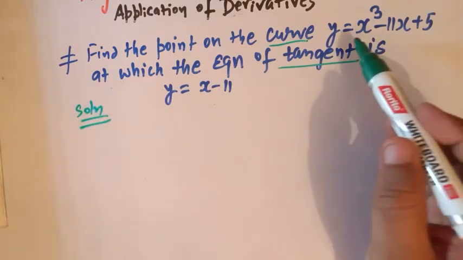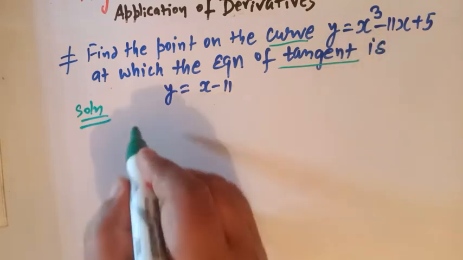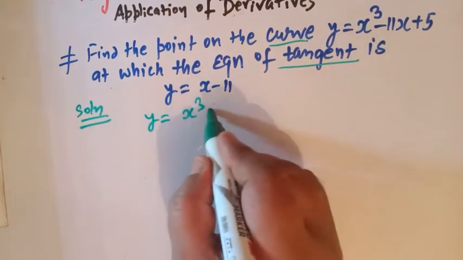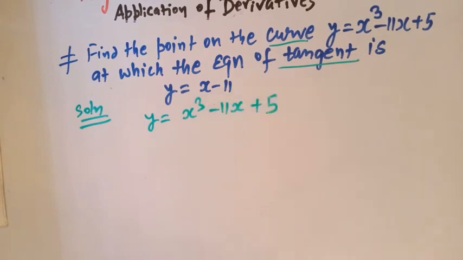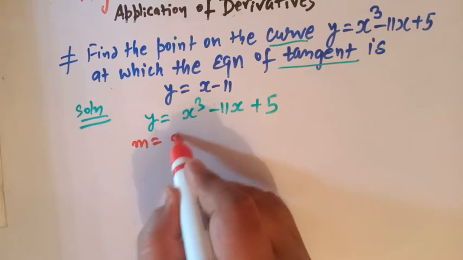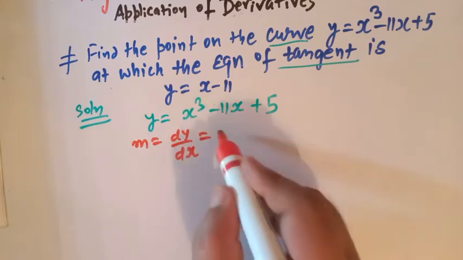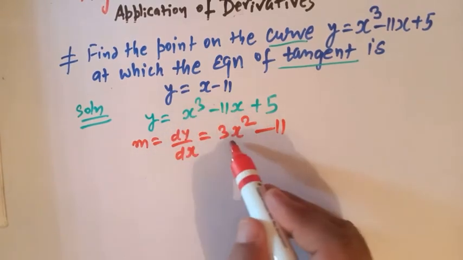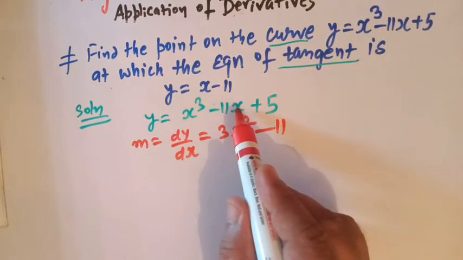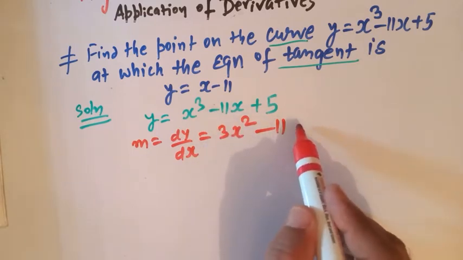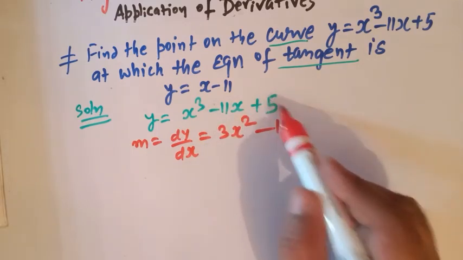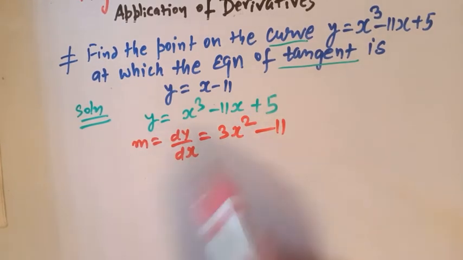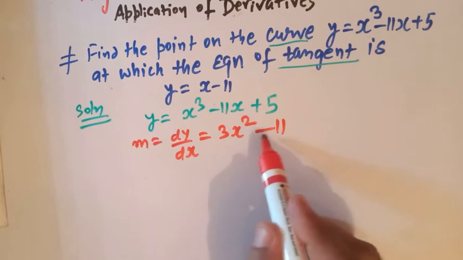We'll differentiate this function y is equal to x cube minus 11x plus 5. Now let us differentiate it. So what will we get? The slope of the tangent, m, is equal to dy over dx, and it is 3x square minus 11, because the derivative of x cube is 3x square and the derivative of x is 1, so it is minus 11 multiplied by 1, that is minus 11, and the derivative of 5 is 0. So this is the slope, m is equal to 3x square minus 11.